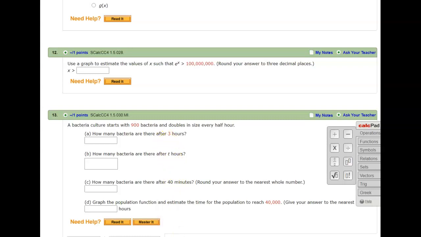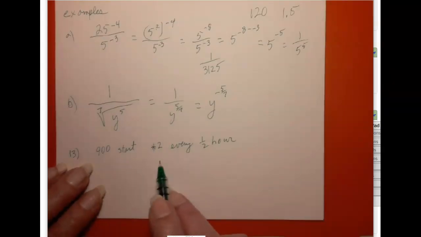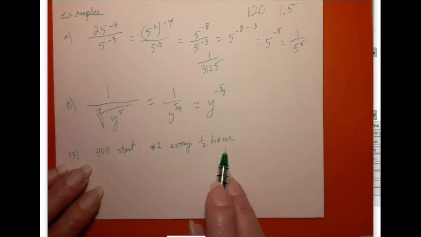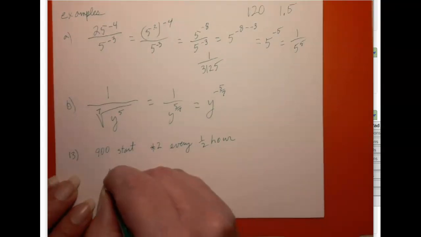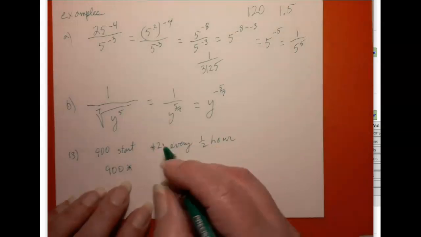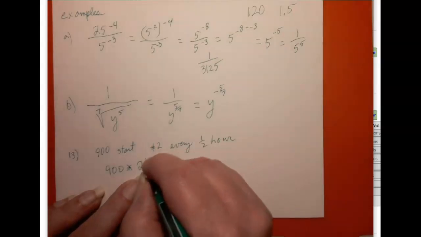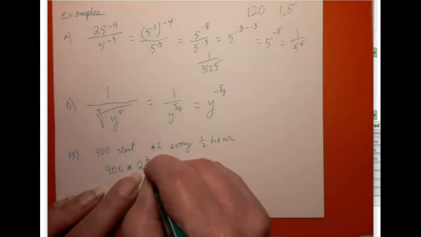Notice the variable is t. So let's think about this a second. It says that we start with 900 and we double, multiply by 2 every half hour. So with my 900, I did times 2 to the 6 is what I ended up with. That was actually 3 times 2 though, right? Or 2 times 3.